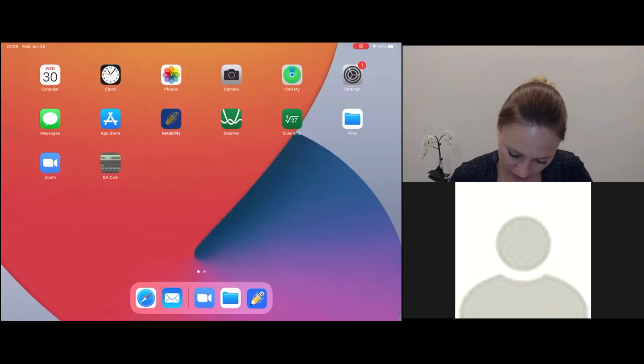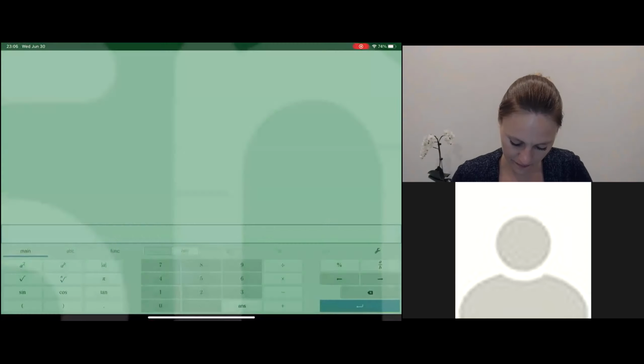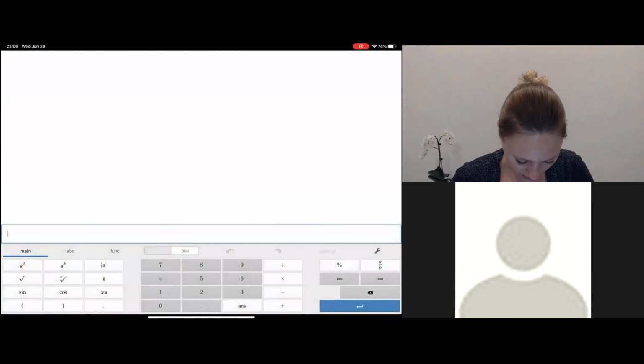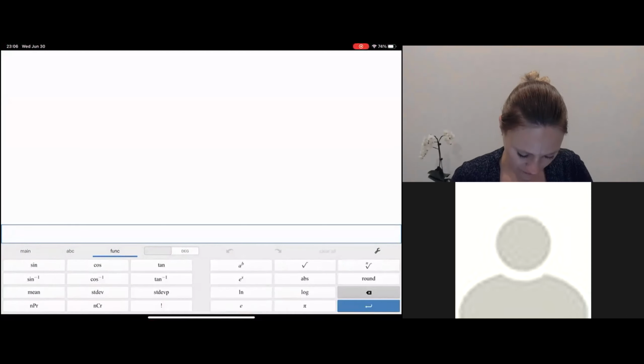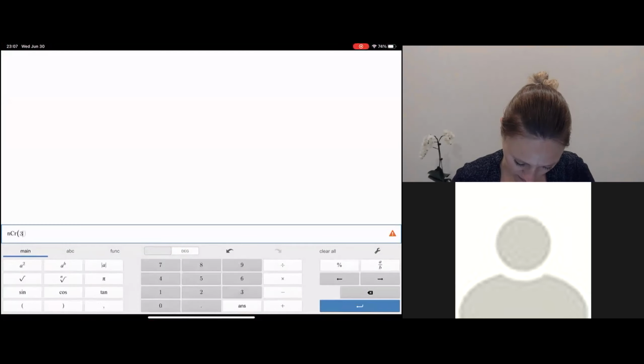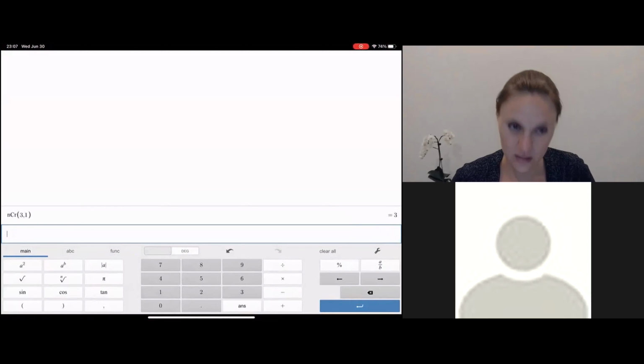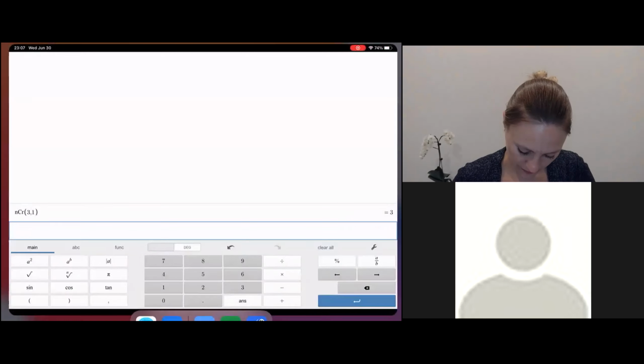I'm going to bring up the Desmos calculator. And it's in the functions, and it has this nCr function. It's a little bit different because it wants nCr and then the numbers 3, 1. Okay. And it tells us that it's 3.